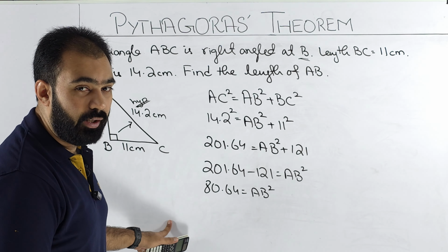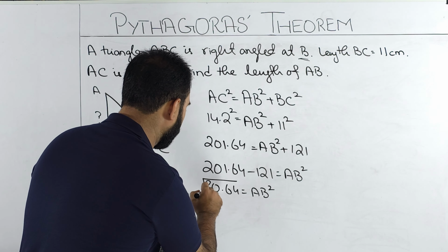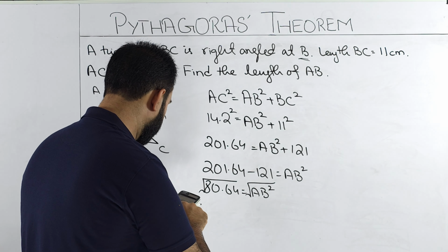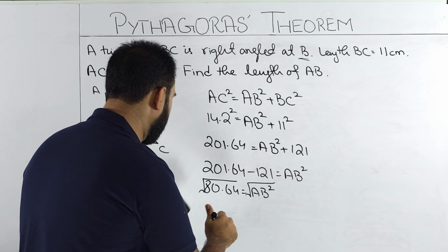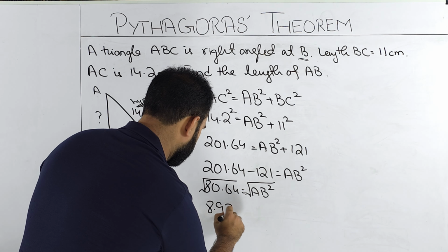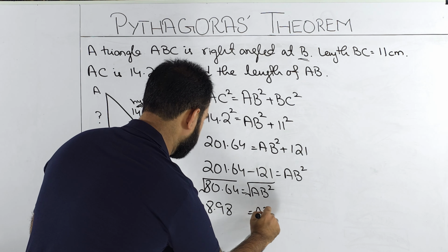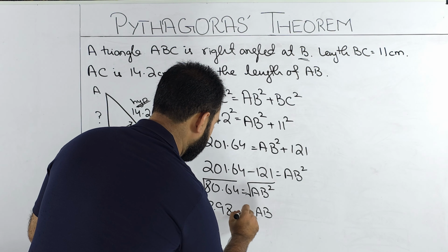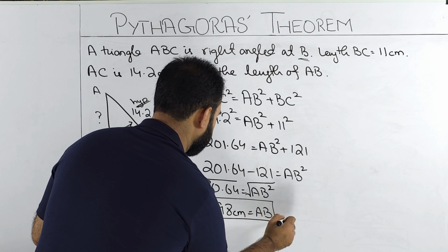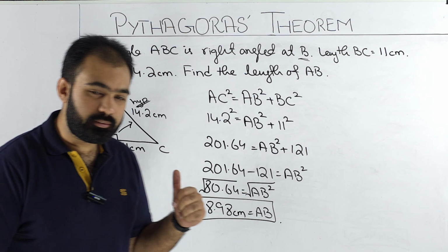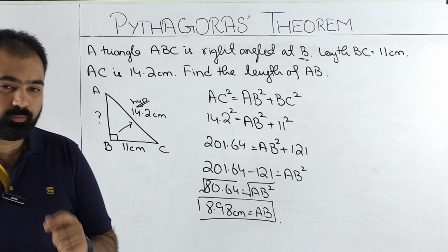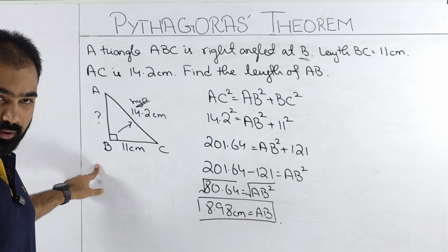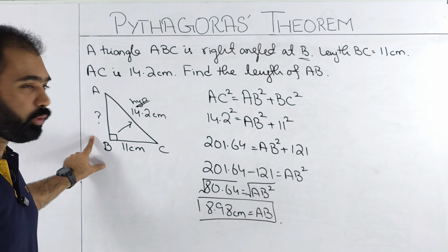Now, to find out the value of AB, we must apply square root on both sides. So this becomes 8.98. And the units being used are centimeters, so this is also going to be in centimeter. In this type of questions, all you have to be focused on is where is the right angle, where is the 90 degree angle. You have to be focused on that.